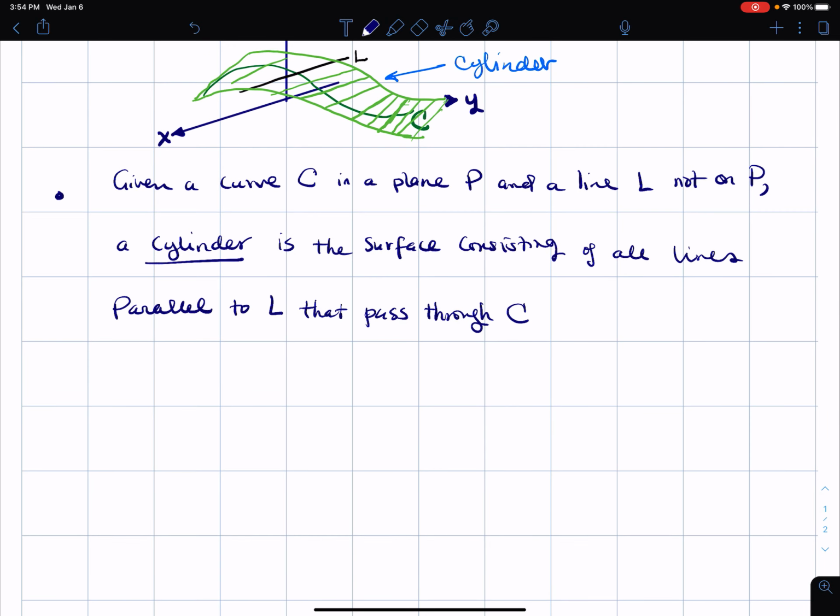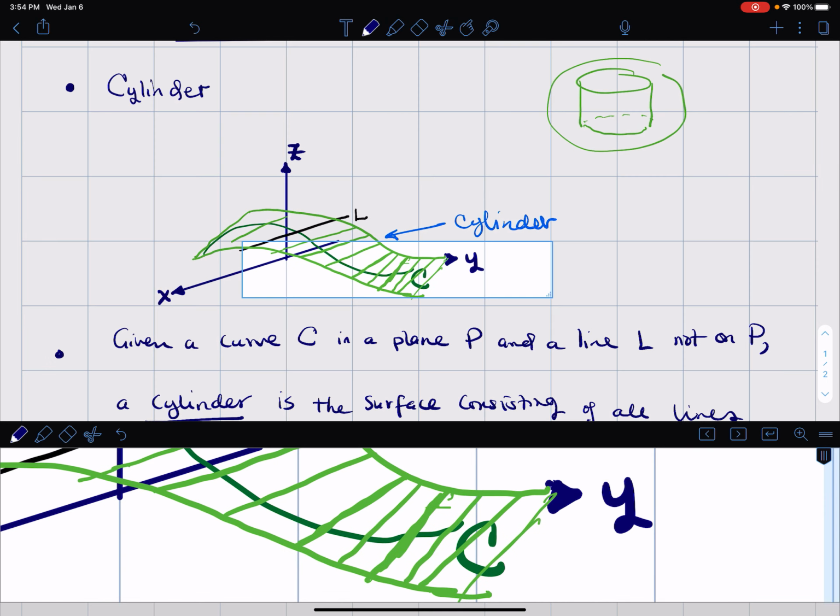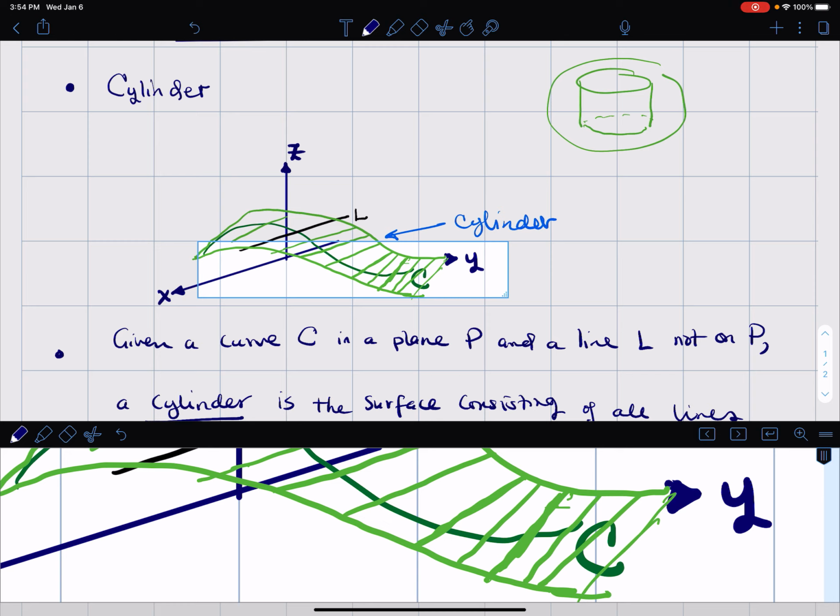We have a curve C. This is our curve C, the dark green curve. And we have a line that intersects with C. And then we get all the lines that are parallel to L that intersect with C. If you gather all those lines and they form a sheet, that sheet is a cylinder.